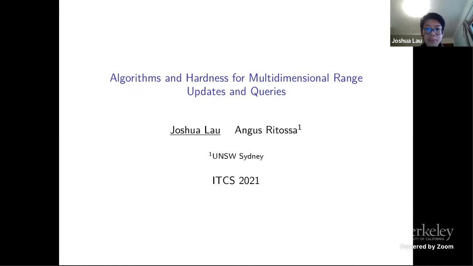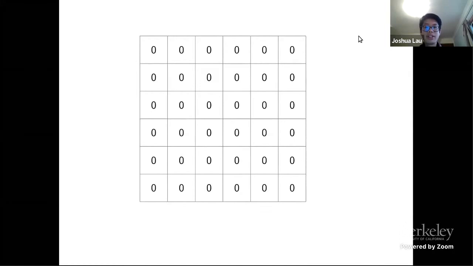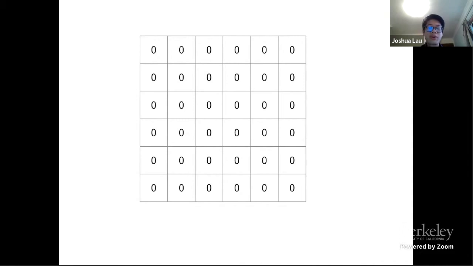So let's say you have a two-dimensional array that's initially all zero. So it's an array of integers, all zeros. We're going to design some sort of data structure that can perform range updates and range queries on this array.